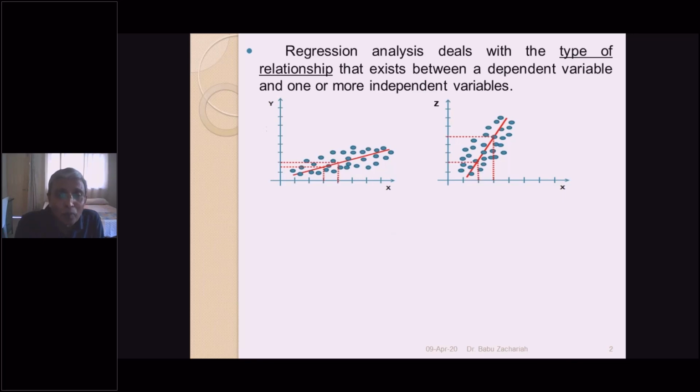So regression analysis basically deals with this study. What is the slope of the line that narrates the relationship? Because it has its implications. I will come back to that later.